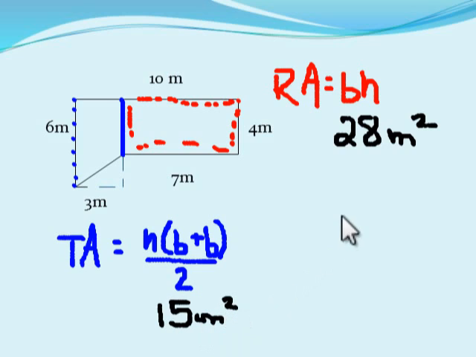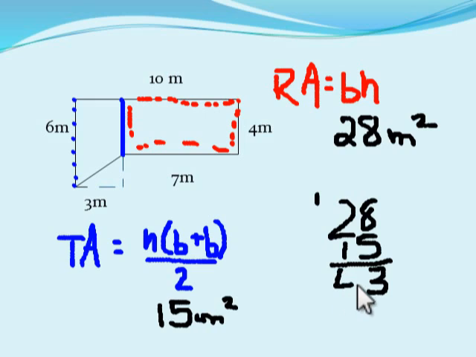So now what I have to do is add them together. 28 plus 15. Because my original shape was the 2 shapes put together. So this is 13, carry 1. I have 43 square meters as the area of my irregular figure.